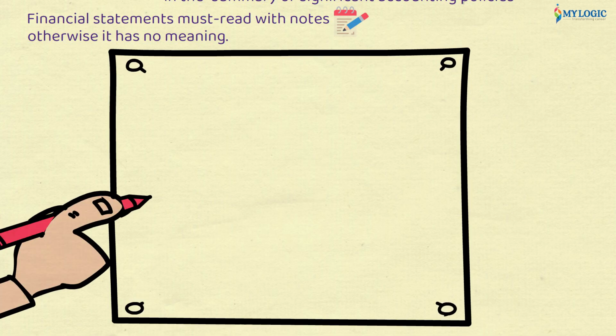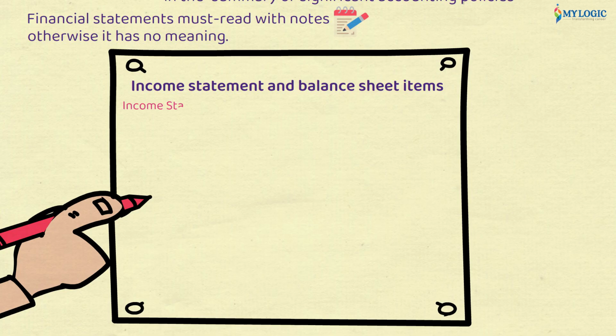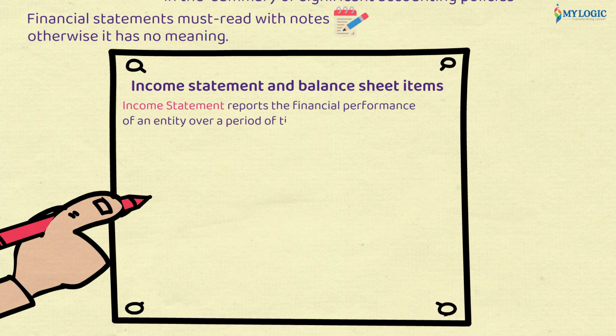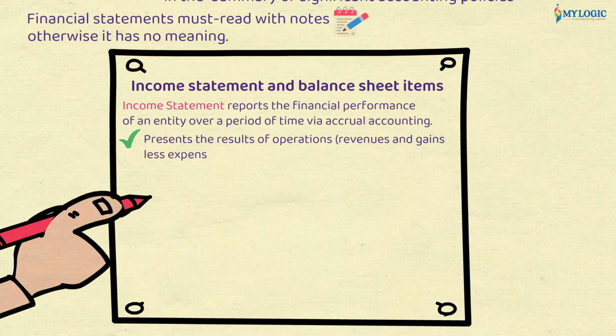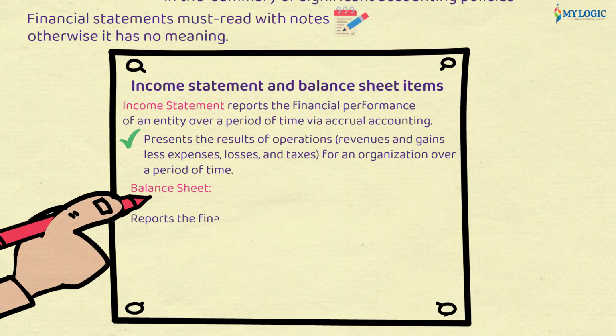Now let us start understanding the income statement and balance sheet items. Income statement reports the financial performance of an entity over a period of time via accrual accounting. Presents the result of operations, revenues and gains less expenses, losses and taxes for an organization over a period of time. Balance sheet reports the financial position of an entity at a point in time.